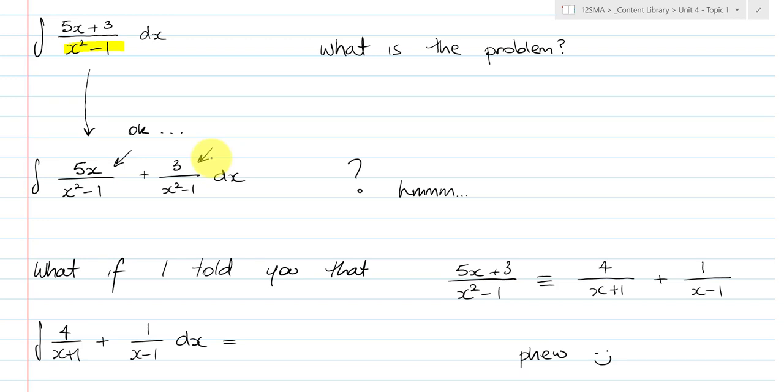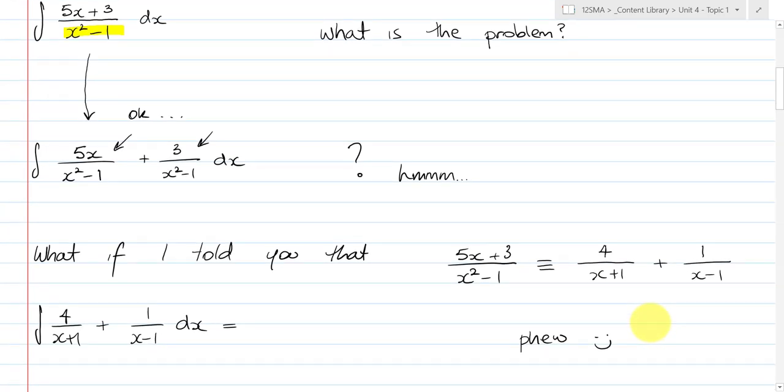Now partial fractions is not something that is going to be immediately obvious, but the procedure is quite simple as long as you learn it and you know the rules. So what if I told you instead that 5x plus 3 over x squared minus 1 is equivalent to, so the three-bar sign means equivalent to or always equal to, irrespective of the x value, 4 over x plus 1 plus 1 over x minus 1. Now I'm going to teach you how to get from the left hand side to the right hand side and the working involved in that.